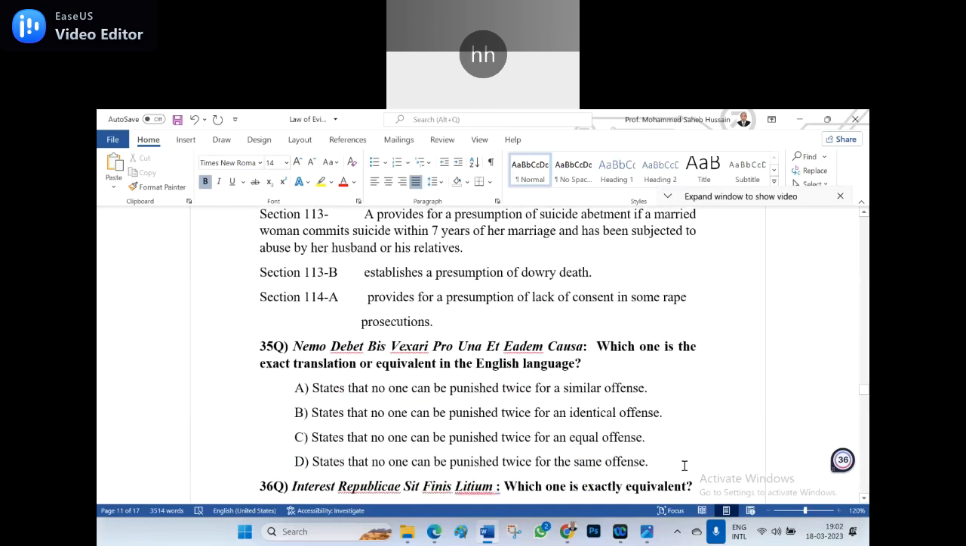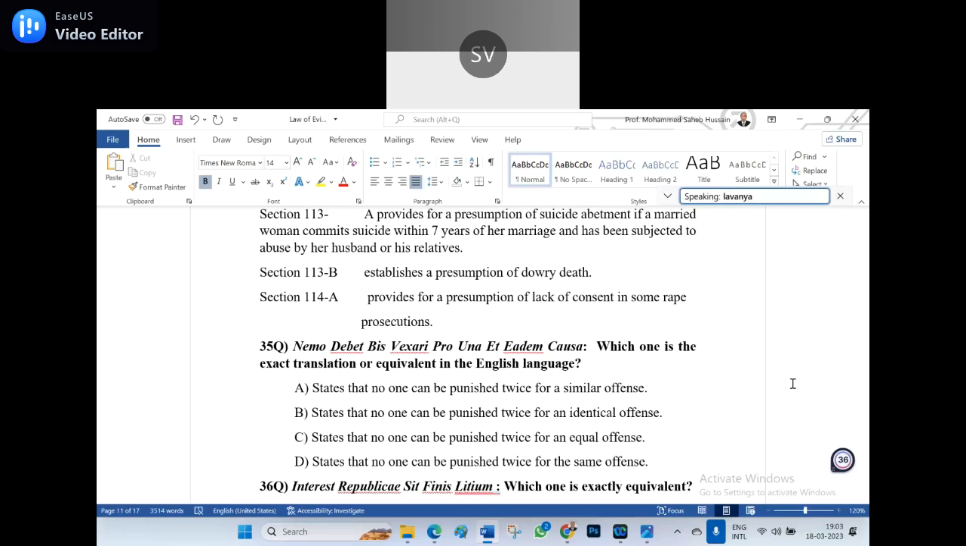Nemo debet bis vexari pro una et eadem causa. Which one is the exact translation or equivalent in the English language? A. States that no one can be punished twice for a similar offense. B. States that no one can be punished twice for an identical offense. C. States that no one can be punished twice for an equal offense. D. States that no one can be punished twice for the same offense. Option D, sir. No one can be punished twice for the same offense.